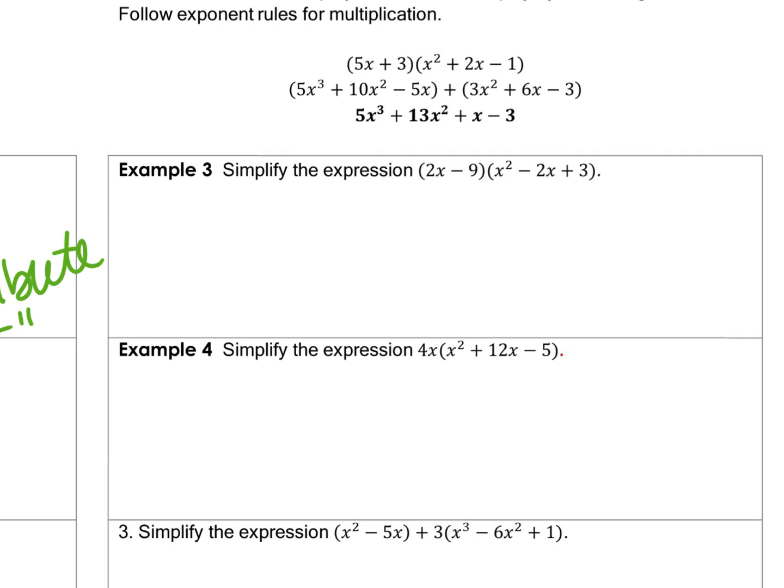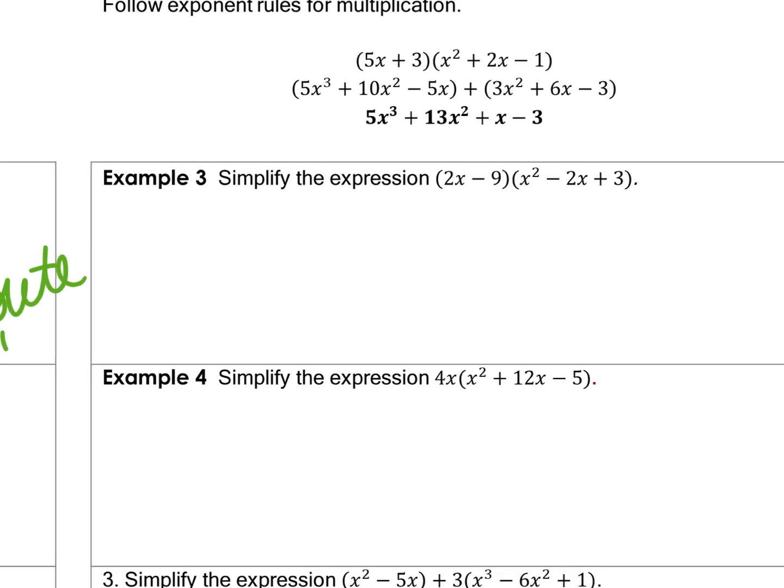So we're going to simplify the expression. The difference between what we were just doing and what we're doing now is, notice there is no operation in between your two sets of parentheses, which means you're multiplying. So whenever I multiply, you're having to multiply every single term of the first by every single term of the second. So I'm going to need to multiply 2x times x squared.